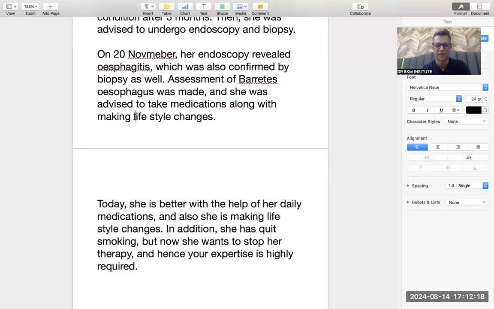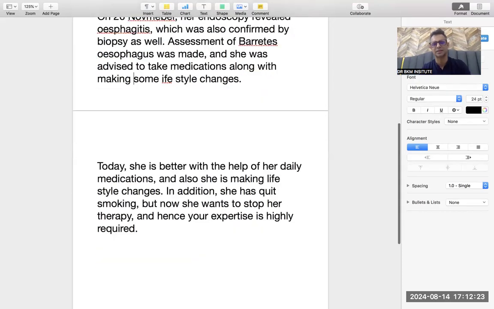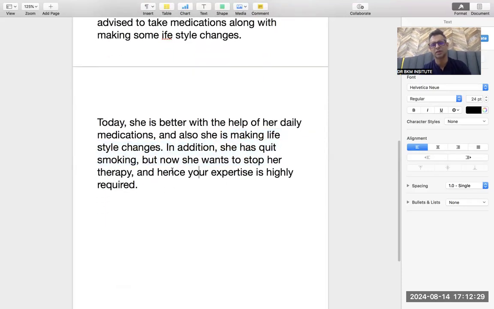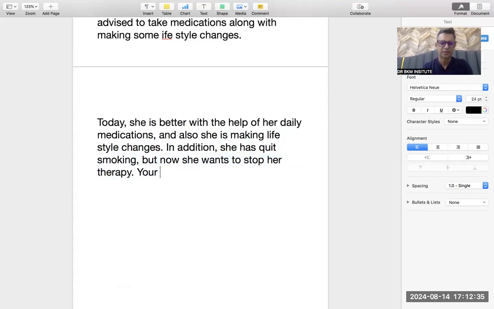You can also write some over here. So when you check it, it becomes better. So today she is better with the help of her daily medication. Also, she is making lifestyle changes. In addition, she has quit smoking, but now she wants to stop her therapy. Now this is getting bigger. Your expertise is highly required in this case.